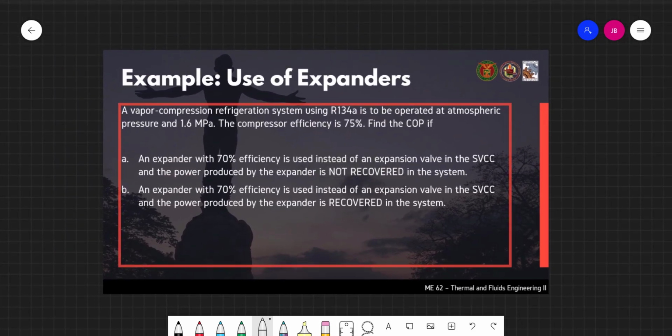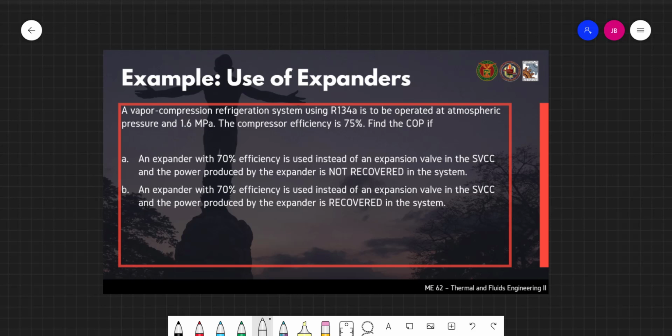A vapor compression refrigeration system using R134A is operated at atmospheric pressure and 1.6 megapascals. The compressor efficiency is 75%. Find the COP if, first, an expander with 70% efficiency is used instead of an expansion valve in the SVCC and the power produced by the expander is not recovered in the system.